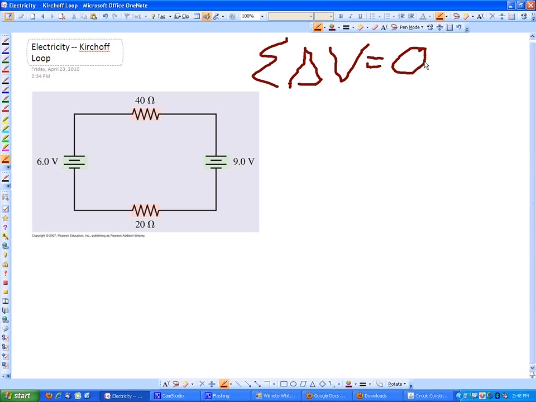Okay? So you have to pick somewhere to start. Typically, you would start right behind the battery. That's just what we typically do. We're going to call this battery number 1. We're going to call this resistor number 1. We're going to call this battery number 2. We're going to call this resistor number 2. Is that okay? Yes. Good. So we're going to start right here.